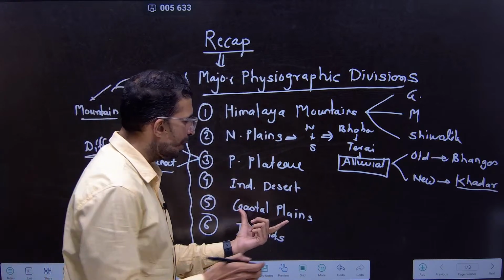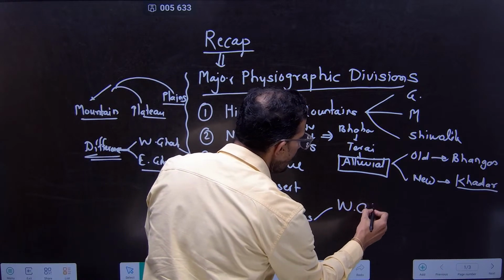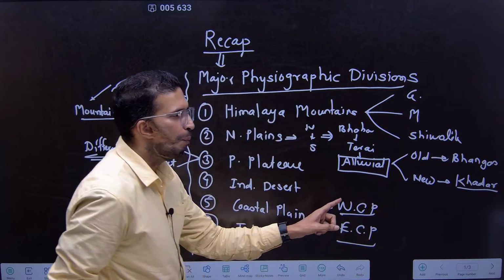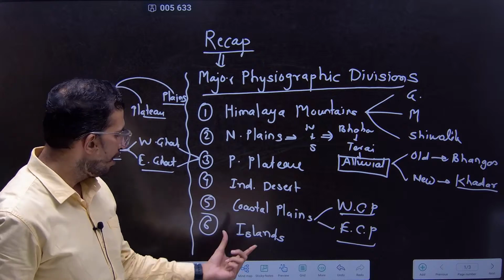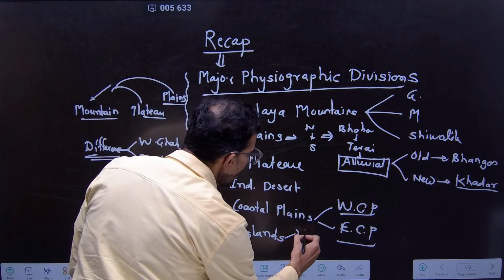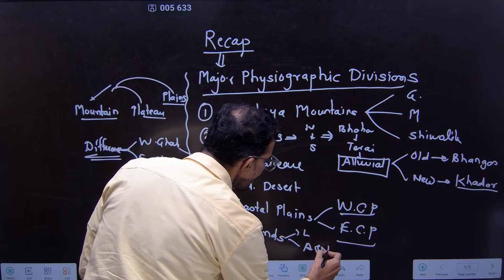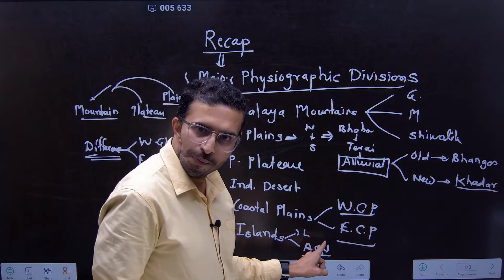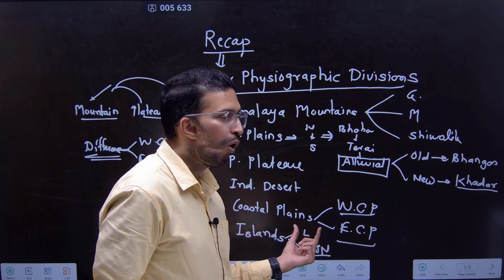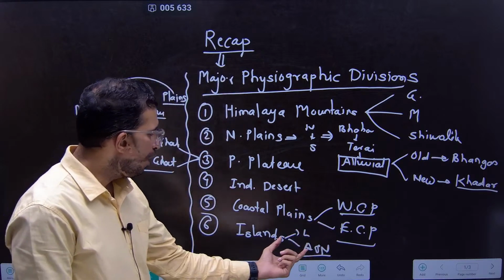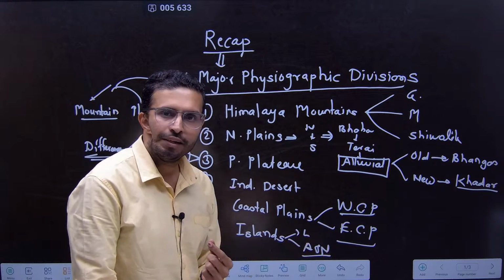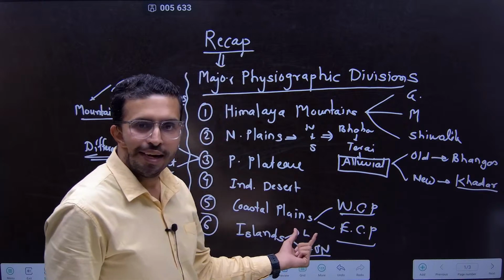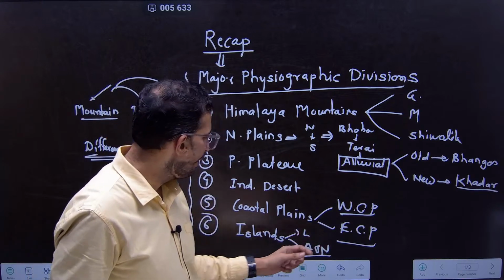Along with the coastal plain, we also saw the Western coastal plain and the Eastern coastal plain, and the difference between them. Then islands: we saw the Lakshadweep Island and Andaman and Nicobar Island. The Lakshadweep Island is made up of coral polyps, having coral origin or atolls in specific parts. Andaman and Nicobar are separated by which degree channel? 10-degree channel. Whereas Lakshadweep is associated with the 8-degree channel and the 9-degree channel.